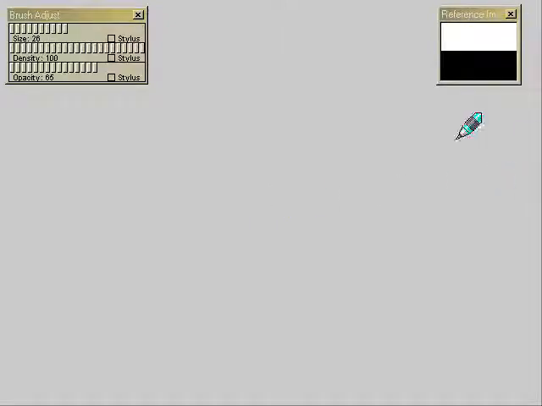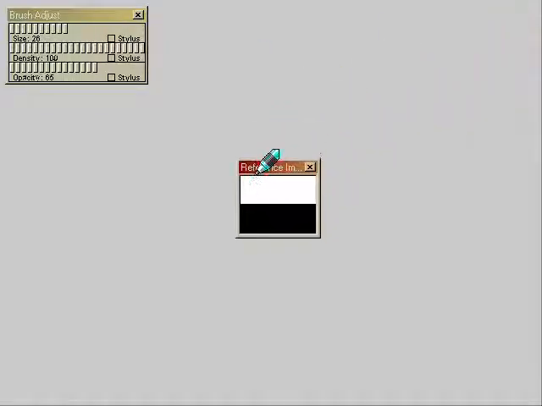Hi, this is David. Today we're going to have a tutorial on what they term minimalist value study. It only uses black and white for the study to create form.